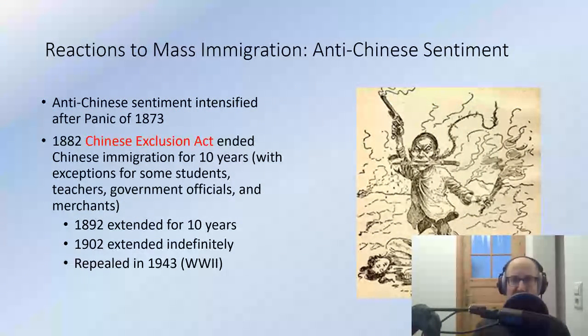So you have massive anti-Chinese sentiment, which intensified after the Panic of '73. This was manifested most notably in the Chinese Exclusion Act, which did exactly what it claims to do in the title. This Chinese Exclusion Act, excluding Chinese people from America, was extended for another 10 years in 1892. In 1902, it was extended indefinitely, and it was only repealed when, in 1943, the Chinese allied with the United States to defeat Japan. And here is a caricature of the bloodthirsty, rapacious Chinese. This is what he's going to do to our women.